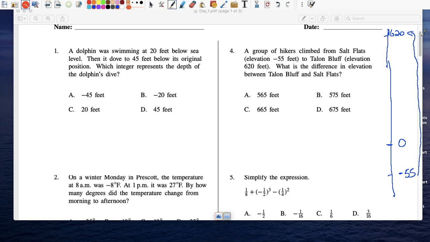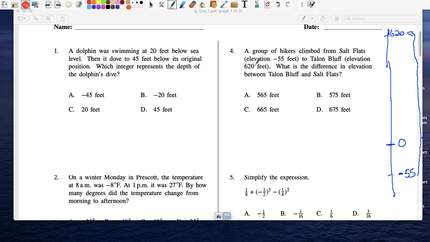Think about a building, and you live in an apartment. And 0 would be the ground floor, and let's just say it's a huge building. And you live on the negative 55th floor, so you're 55 floors underground. And there's a restaurant on the top of the building, at the 620th floor. So if I were to ask you how many floors would you have to travel to go from negative 55, underground, all the way to the 620th floor? What would be the total number of flights that you would have traveled?